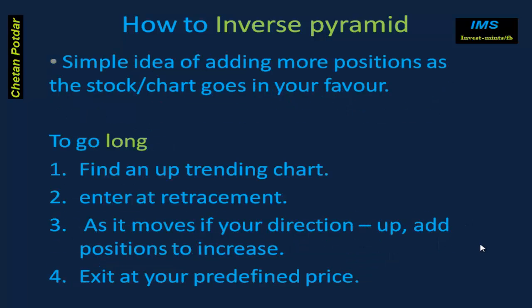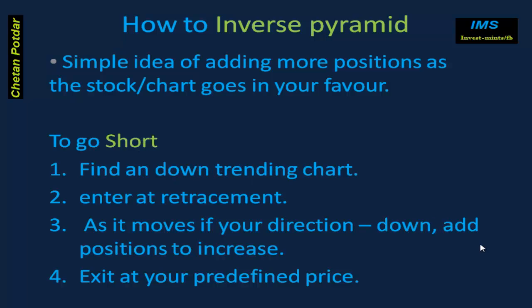So, how do you inverse pyramid? It's the simple idea of adding positions. When you are going long, you find a stock which is an uptrending stock. Every time the stock retraces, that is the time you enter into the stock. And as it moves in your direction, which means as it starts going up, you keep on systematically adding positions into that stock. Obviously, you have to determine your initial entry and your exits, so that remains constant.